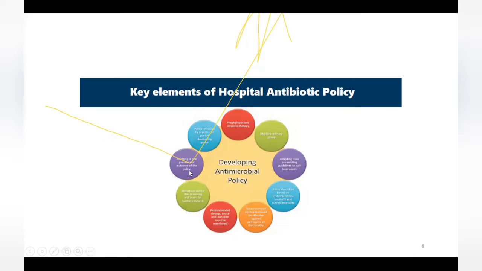Then auditing of the antibiogram or the antibiotic policy, or the reviewing of this antibiotic policy, should be done at regular intervals. Based on the changing antibiogram, every 6 monthly or at least on an annual basis, the antibiotic policy should be reviewed accordingly. And the policy should be reviewed by experts who are not part of the developing group. So the developing group members should not be involved in reviewing of the policy.